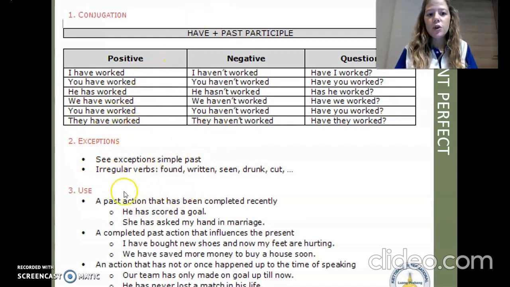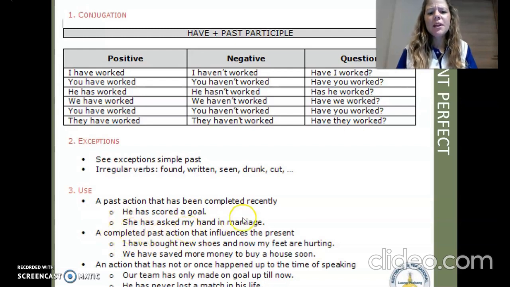Then the use. The use for this tense is when we talk about an action that has been completed recently. He has scored a goal, and it's done. I mean, it happened. He scored a goal, and it happened recently. She has asked my hand in marriage, as in 5 seconds ago, she asked me to marry him. It is something that has been completed. It is an action that is over, and it's over recently.